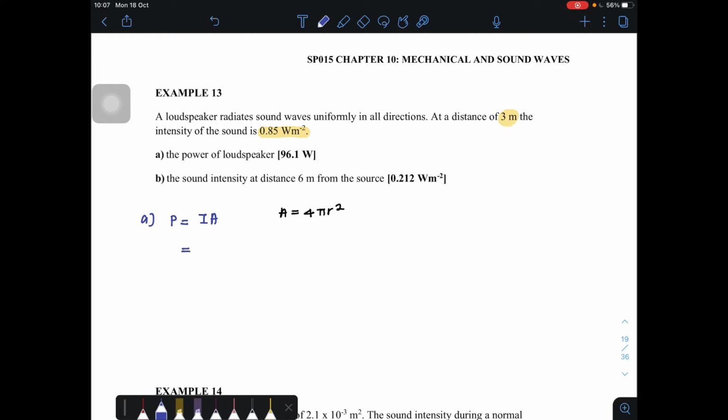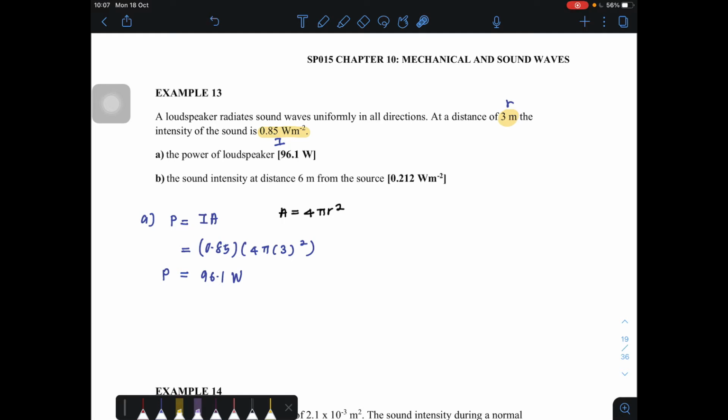Okay, so just masukkan, this is the value for I. This is the value for R. R here is the distance from the source. So I is 0.85. You just make sure that the value here is in meter because sound intensity digunakan unit meter. So here 4 pi 3 square. And then kamu akan dapat P is equal to 96.1 watt.